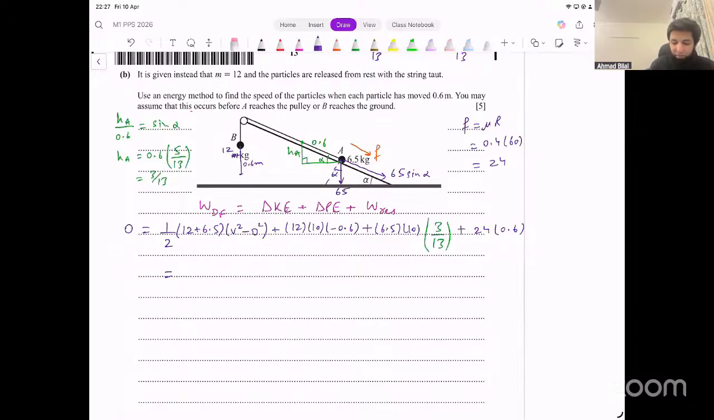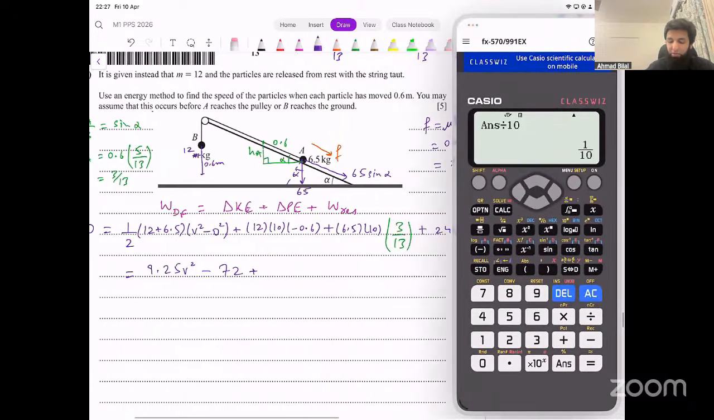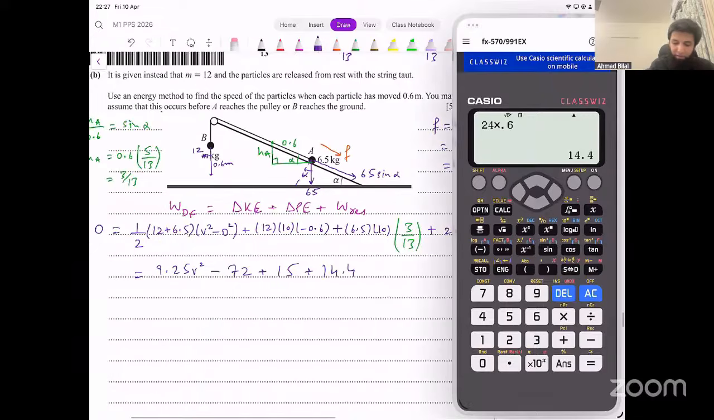18.5 divided by 2, that is 9.25 V squared. Simplify the rest of it, minus 72 plus 6.5 over 13, that will become 2, right? And the denominator, 30 over 2, that's 15. And then 24 into 0.6, that's 14.4, right? And now find the value of V from this.